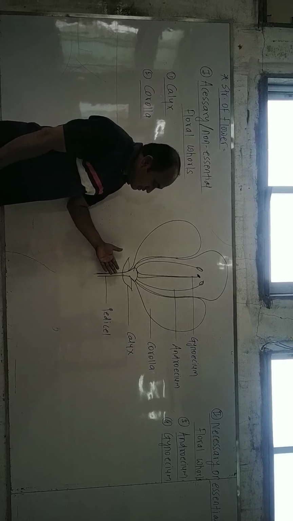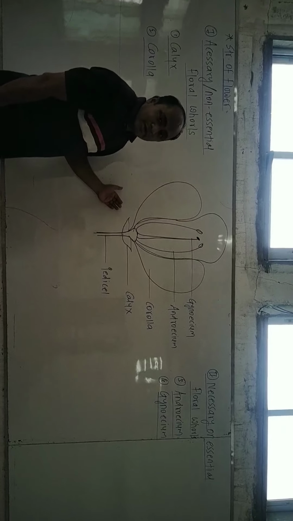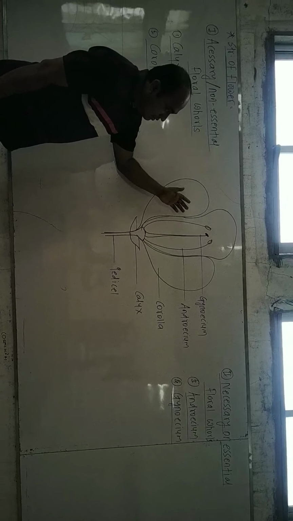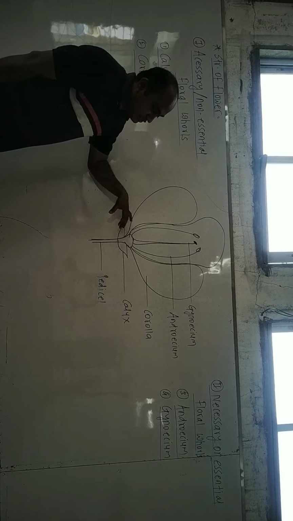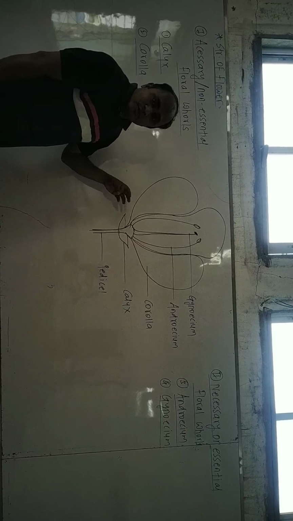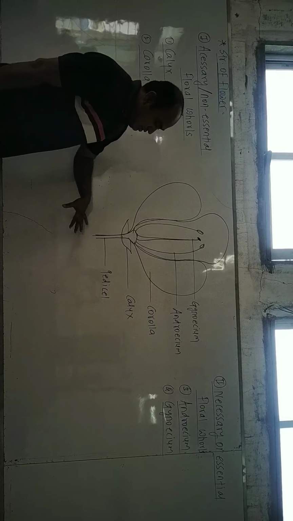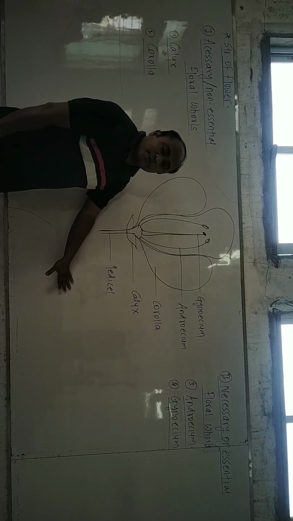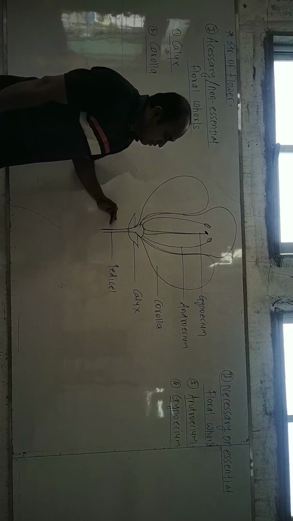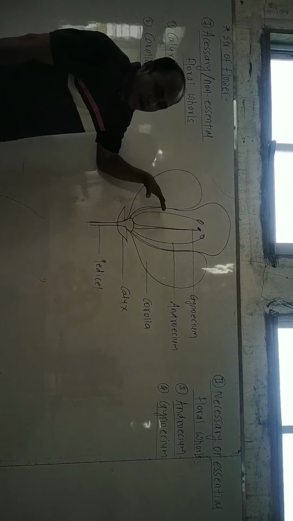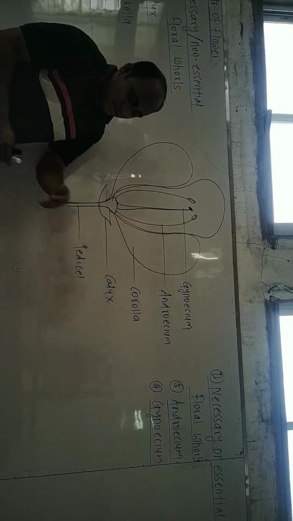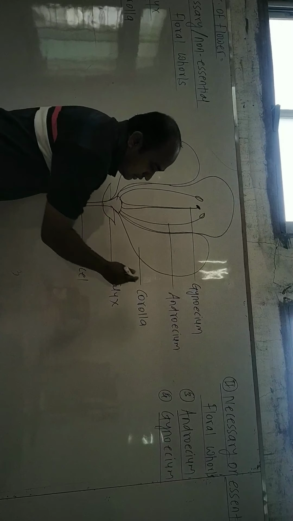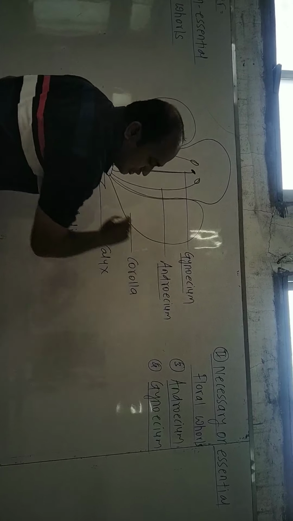The flower is a highly modified reproductive structure which is meant for sexual reproduction only, because in the flowering plant or angiosperm, the flower is a part in which both sex organs are there. One is the androecium and the other is called the gynoecium.